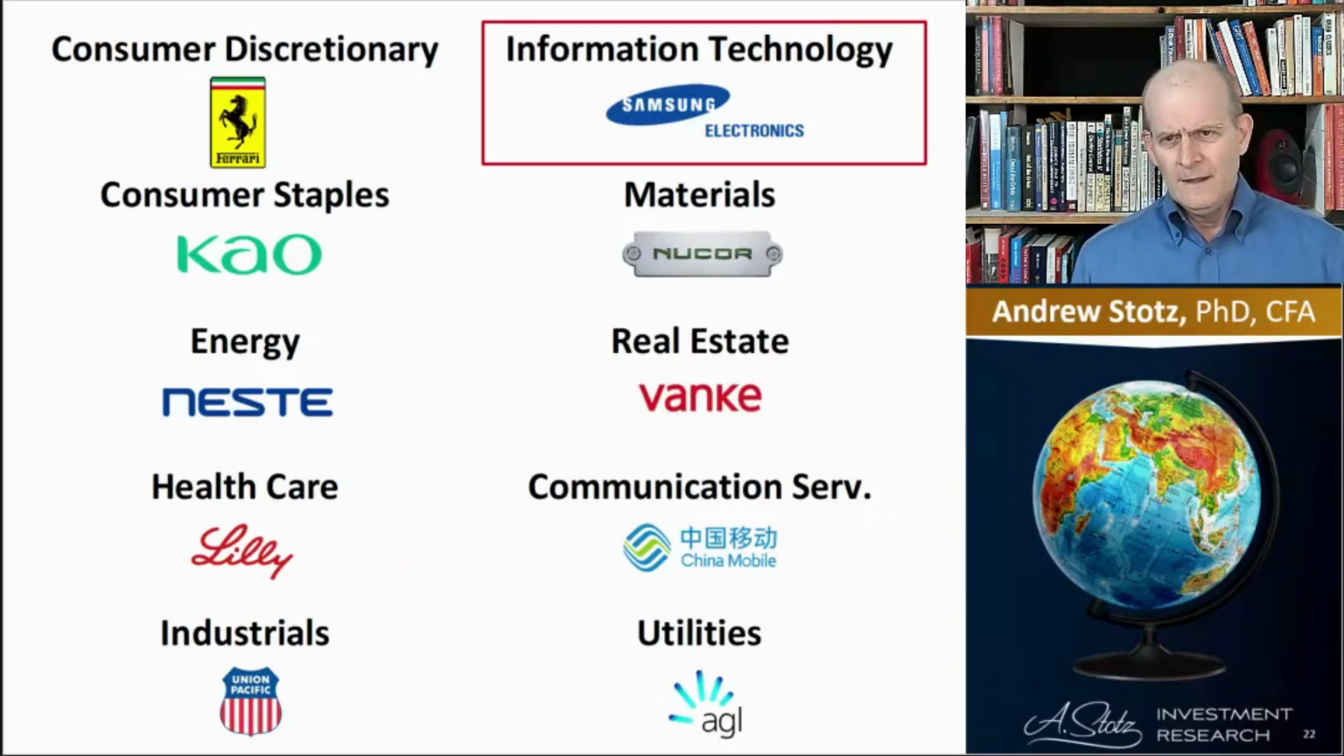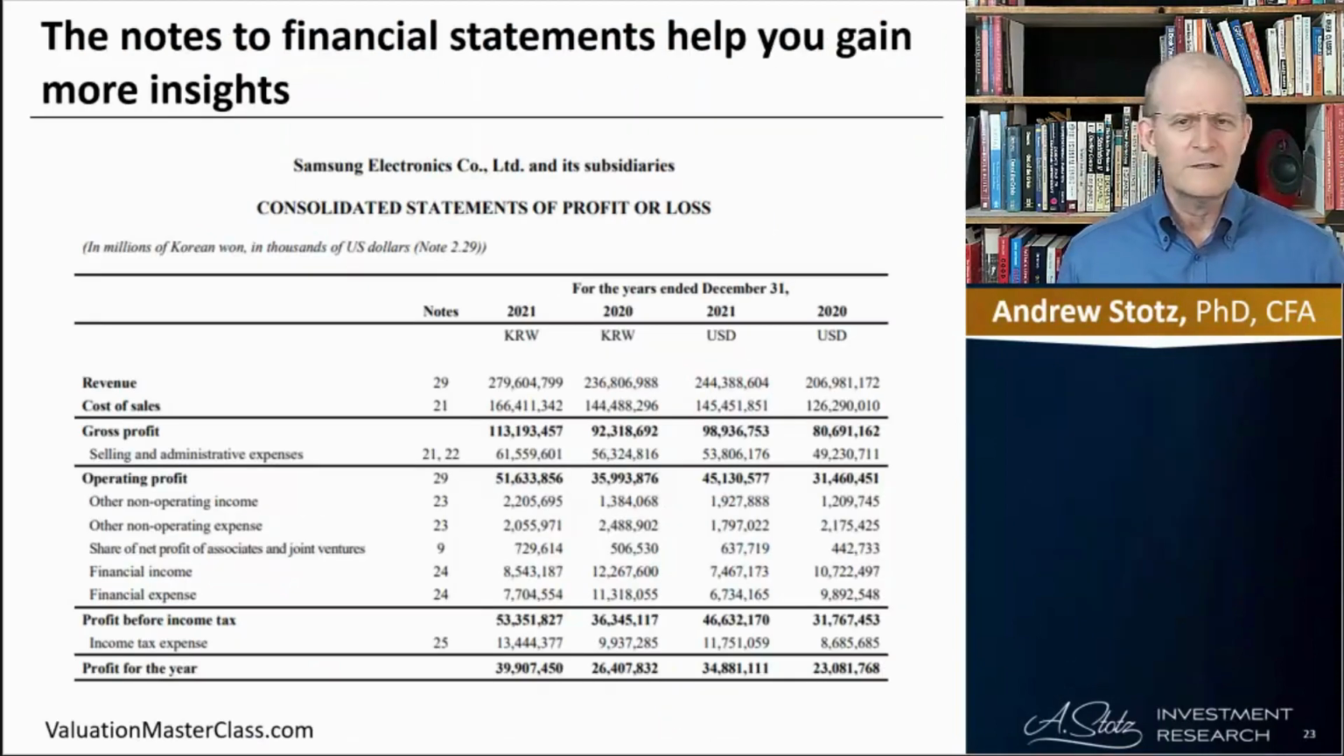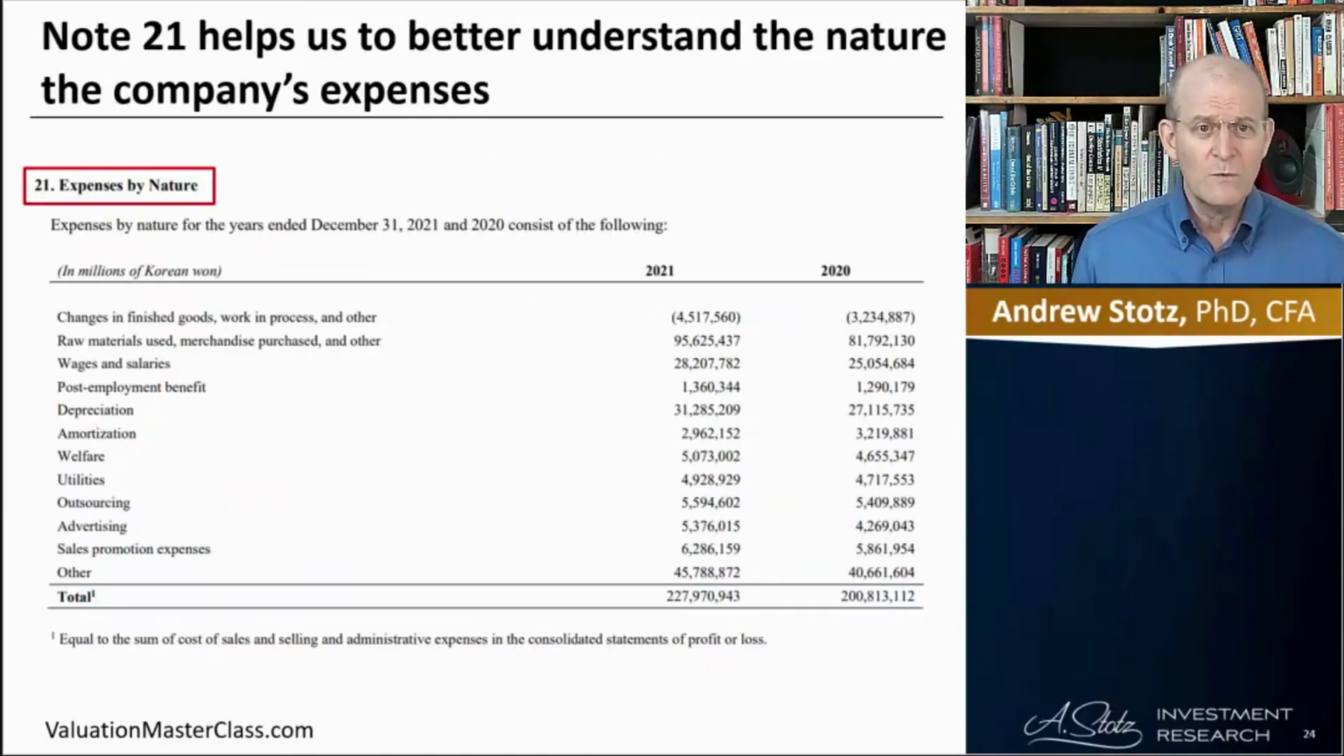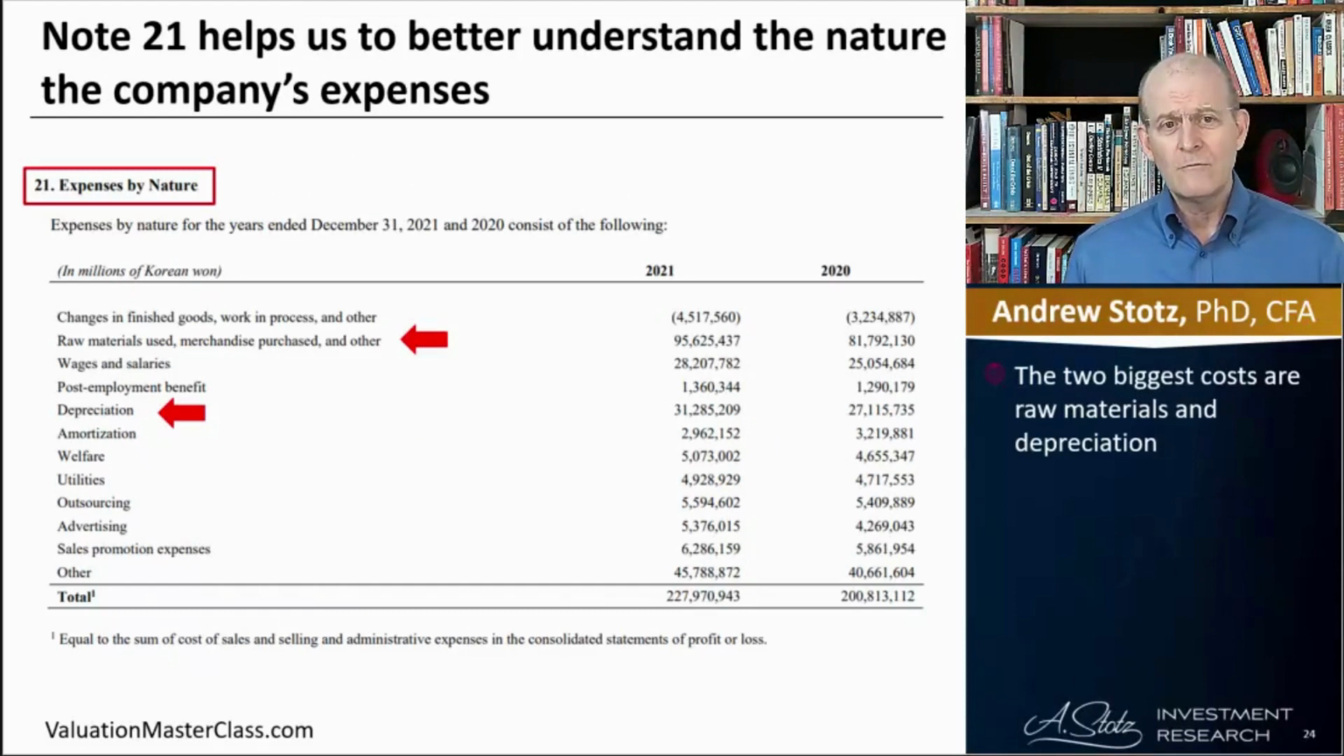Now, let's take a look at Samsung in the infotech space. Here's the notes to financial statements, which help you gain more insights. What we can see here is in Samsung's case, you have to go to note 21 in the financial statements to find out more about COGS. And here we are at 21, and we can see that the raw materials used, merchandise purchased, and other is a huge one, and also depreciation is huge. They are a manufacturer. They are a capital-intensive business, and that's why depreciation is such a large item, and it's slow to change, that's for sure.